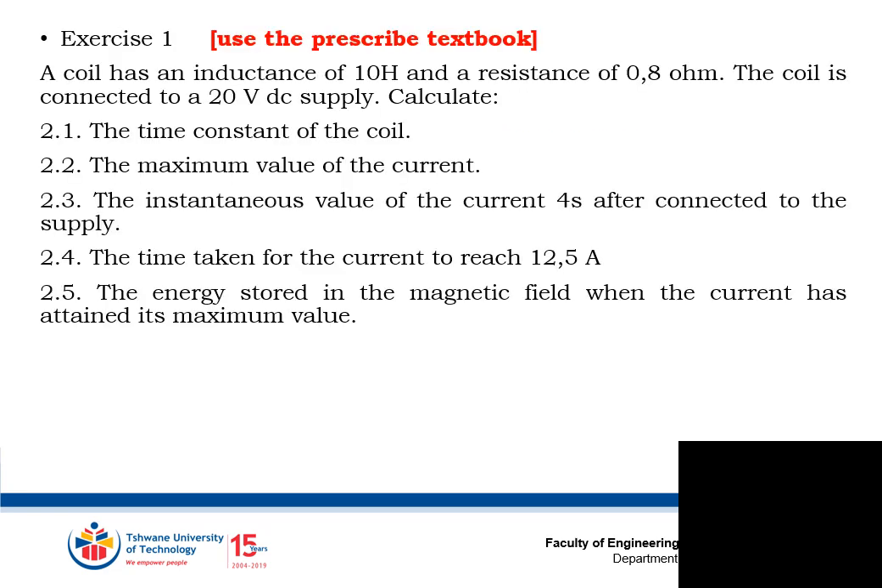This is exercise 1 from the prescribed textbook. A coil has an inductance of 10 henries and a resistance of 0.8 ohms. The coil is connected to a 20 volt DC supply. Calculate the time constant of the coil. Calculate the maximum value of the current. Calculate the instantaneous value of the current 4 seconds after connected to the supply. Calculate the time taken for the current to reach 12.5 amperes. Calculate the energy stored in the magnetic field when the current has attained its maximum value.